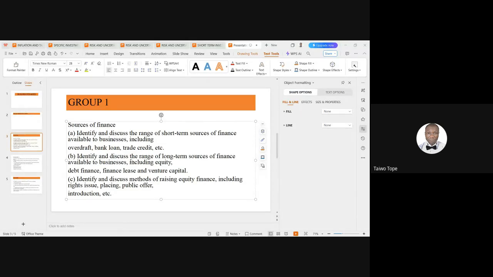So the funding requirement may be for each component of current assets and current liabilities, such as inventories, accounts receivable, prepayments, short-term investments, and accounts payable. This source of finance is usually available for a period of 12 months or less. So short-term sources should not be used to finance long-term business.